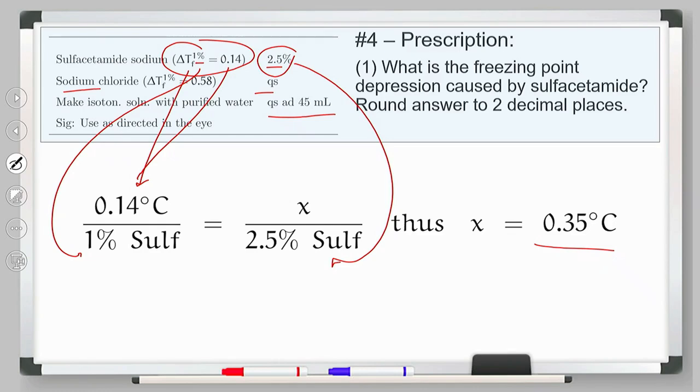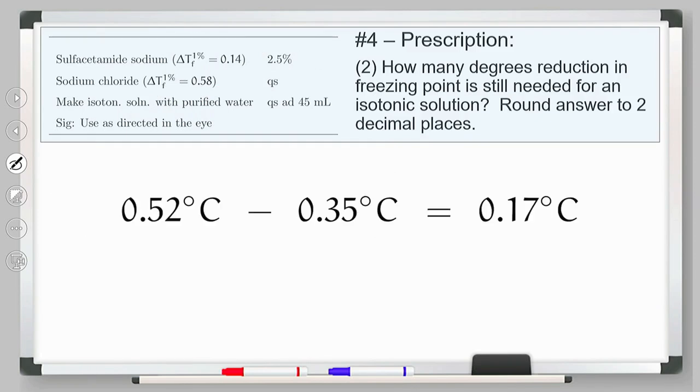And again, it's inherently a negative value, okay? But it's 0.35 degrees. Is that isotonic? That's kind of the next question, because we said a freezing point depression of isotonic is 0.52. So how much do we still need to get? If this is our target, and the only active ingredient we have is our sulfacetamide at 2.5%, then we need more. We don't have enough, because this drug gives us that value. So the difference between the two is the amount of freezing point depression that I still need to get.